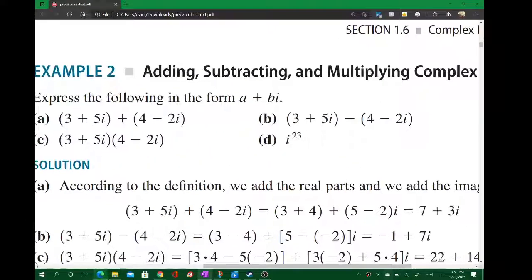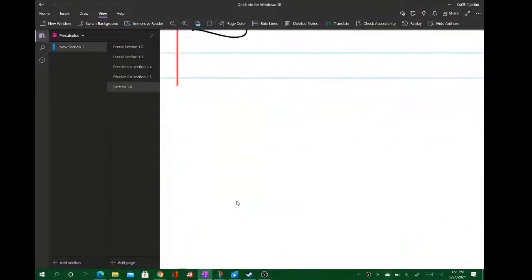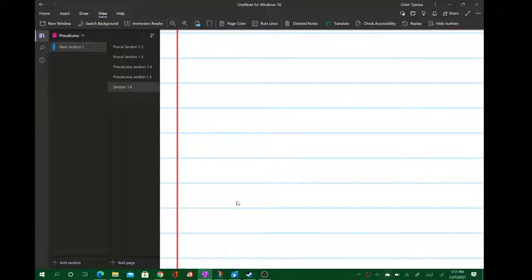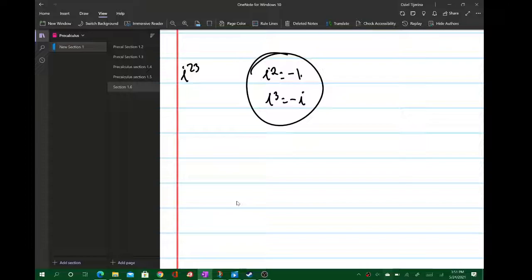Now, D is interesting. Part D says i to the 23rd power. Now remember that if you have i squared, that's negative 1. If you have i cubed, that's negative i. So you want to make sure you remember both of these, right?